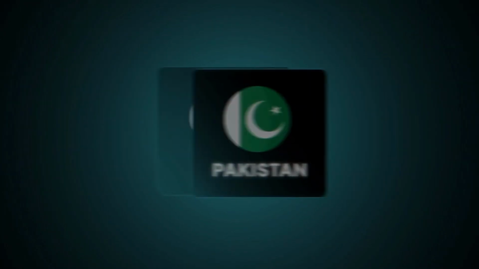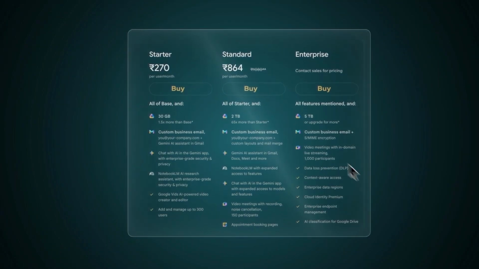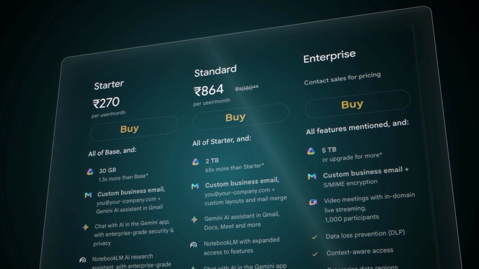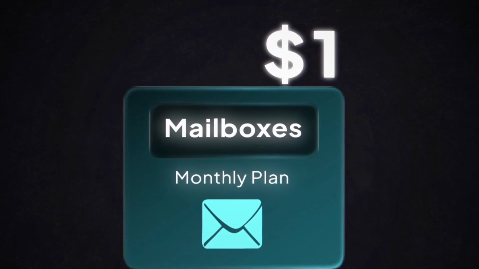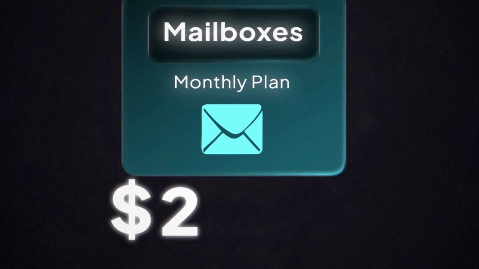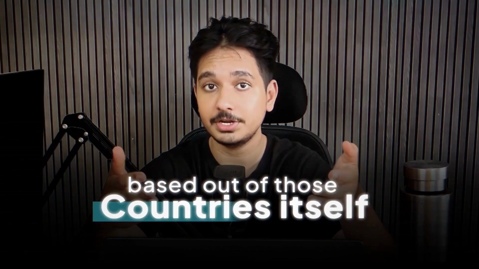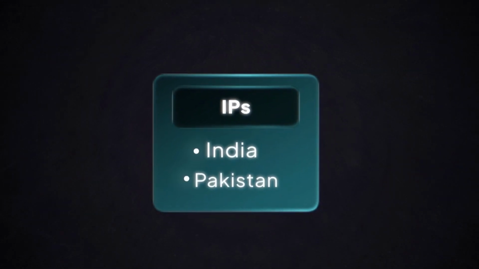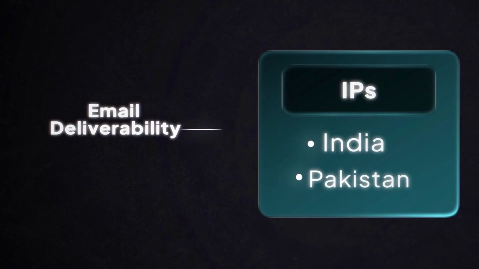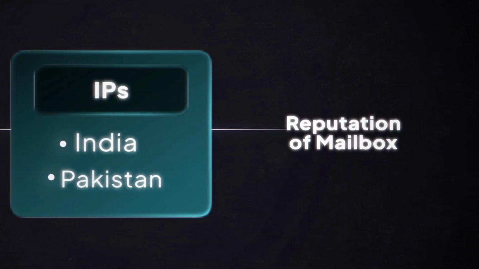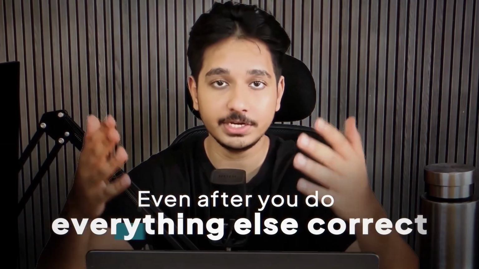Let's say you're based out of countries like India or Pakistan, which are relatively lower income countries. If you're buying these mailboxes directly from Google Workspace, in that case, you're making literally one of the biggest mistakes. You might get mailboxes for as low as $1 or even $2 per mailbox per month, but the IPs associated with those mailboxes would be based out of those countries itself. And these countries' IPs are known to be one of the worst in terms of email deliverability and reputation of mailboxes. So you're way more likely to land in spam even after you do everything else correctly.